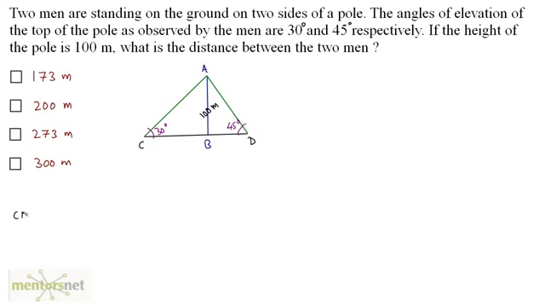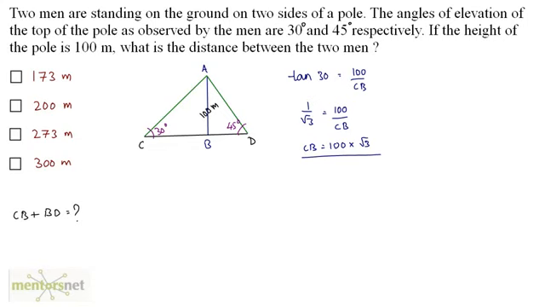We want this. So we can take tan 30 and tan 45. Let's take tan 30. So tan 30 is equals to opposite upon the adjacent, that's 100 upon CB, right? So tan 30 is actually 1 by root 3 from the trigonometric table. So this is 1 by root 3 is equals to 100 by CB, right? So I can say CB is equals to 100 times root 3.